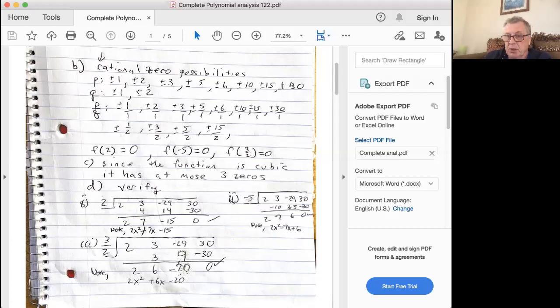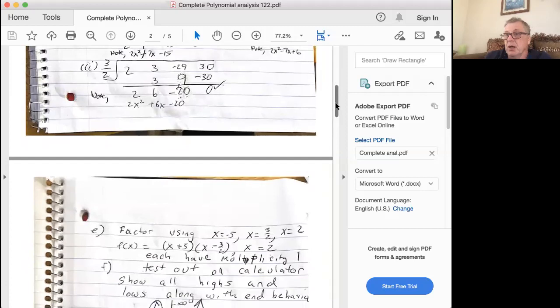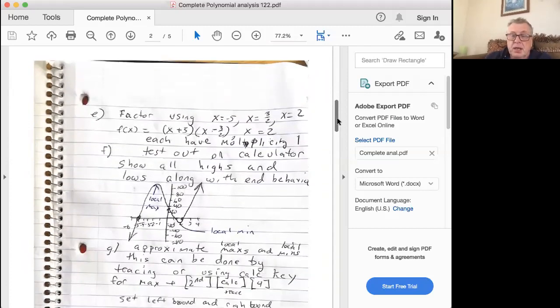And the same thing here when we divide out with the minus 5. We get, that's just some extra pen there, that's not a negative, 2x squared minus 7x plus 6 for the resultant. Since our remainder is 0, that means that it divides out. And the same thing here when we divide by 3 over 2, we get 2x squared plus 6x minus 20. I want you to keep that in mind because that's going to be helpful when we actually look at repeated roots. Okay, so we're going to factor using the minus 5, the 3 over 2, and the 2.